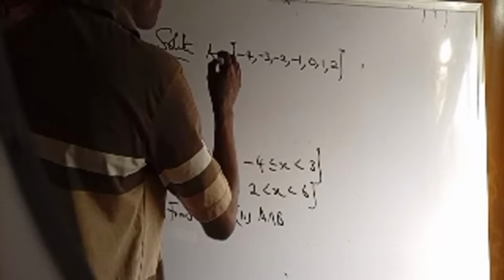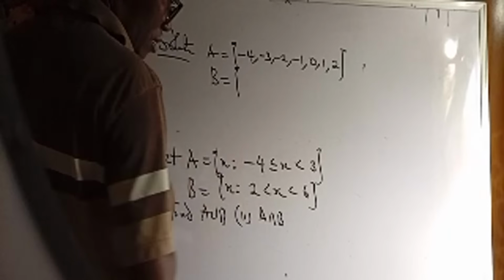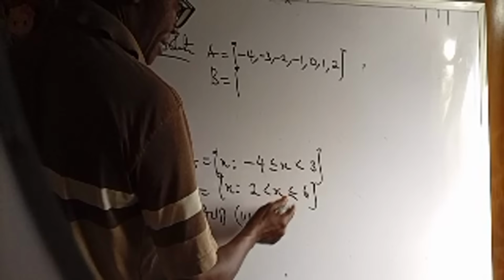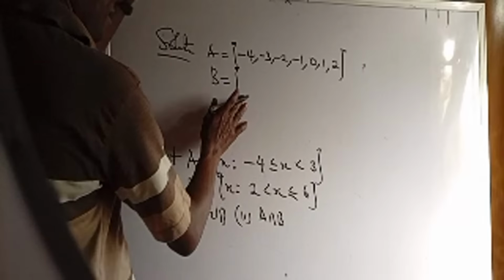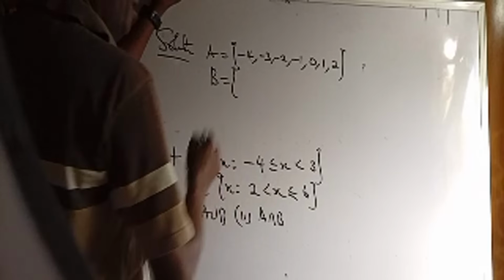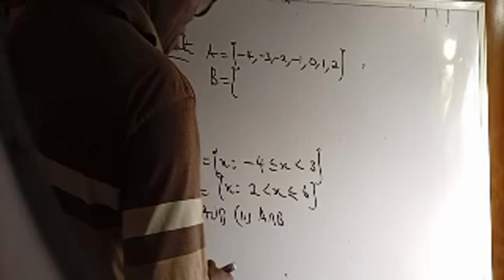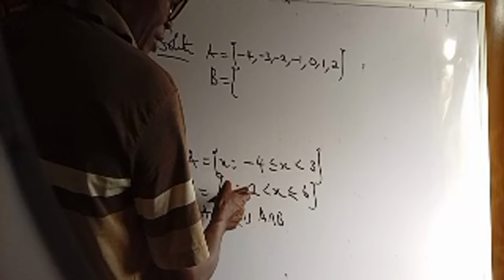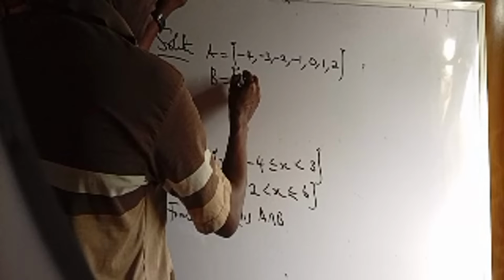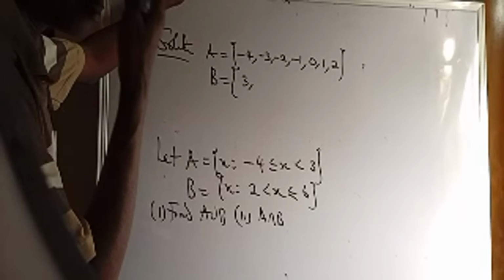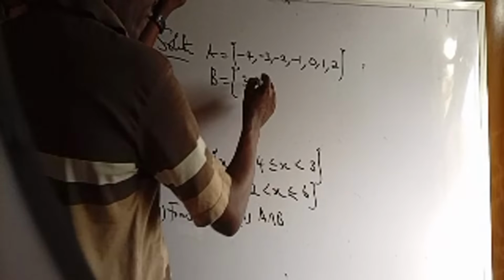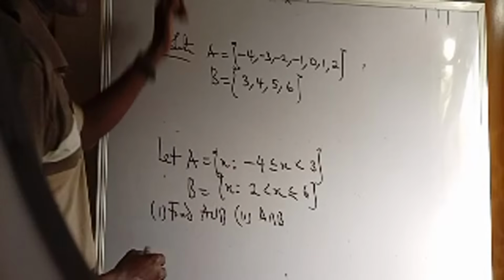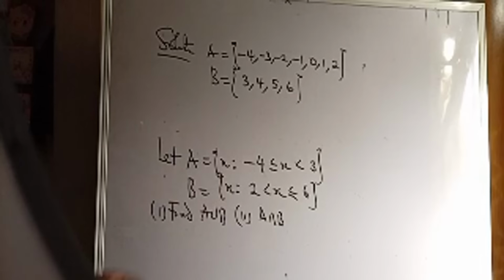Fine. Now for B. Or should I even use equal to here? So that it will be equal to here, and equal to there. We're just trying to fabricate some interesting questions. Now, 2 is less than x. That means you are not starting from 2, because 2 is less than x, so x will be 3. The next number is the one you start from: 3, 4, 5, and 6.